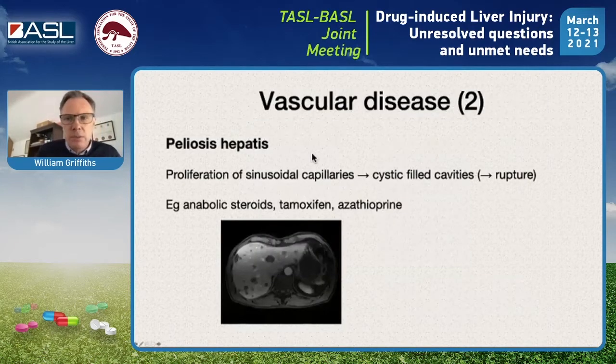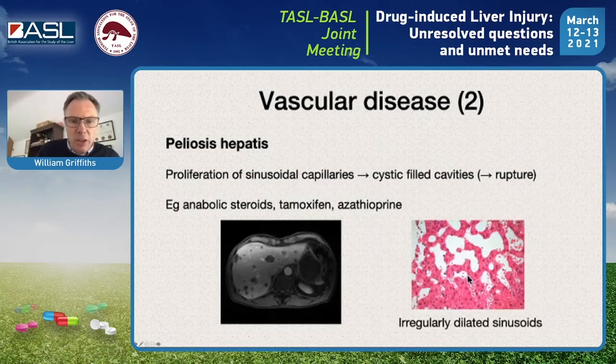A rarer vascular phenotype is peliosis hepatis, where we see proliferation of the sinusoids and formation of cysts, which can rupture, and this can be catastrophic. We do see this with anabolic steroids, tamoxifen, and azathioprine. This, in fact, is a patient of mine who had chemotherapy for a seminoma and then developed splenic lesions, the nature of which wasn't certain. His spleen was removed, and histologically there were seen to be these peliosis lesions. And then after that, he started to develop peliosis in his liver.